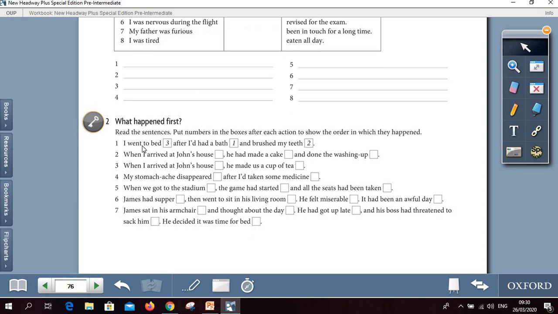Question 2, what happened first? So we'll read the sentences and put numbers in the boxes after each action to show the order in which they happened. So just put the numbers to show the order of the 3 sentences.